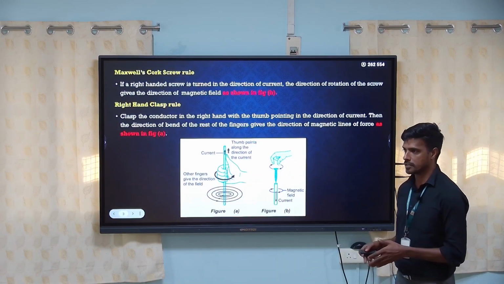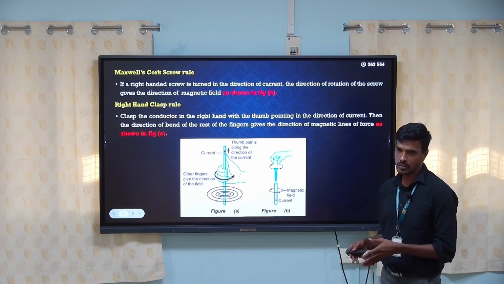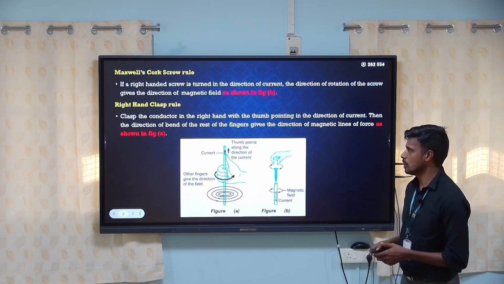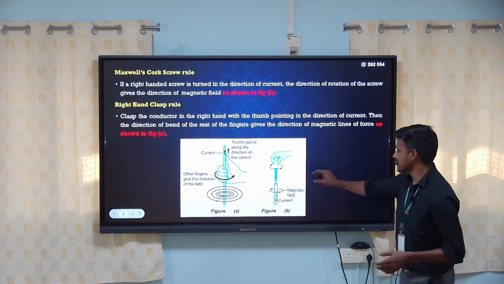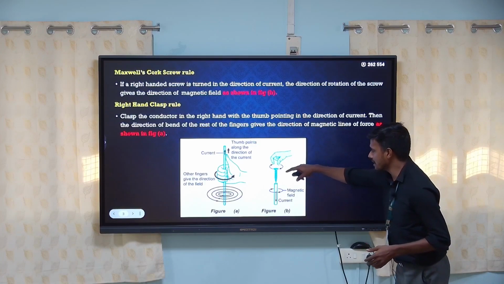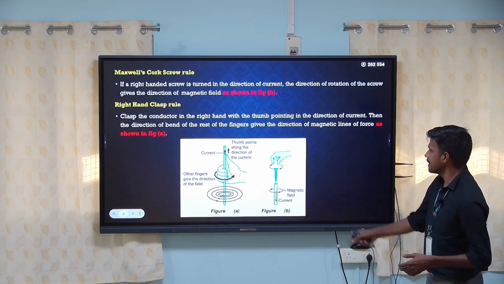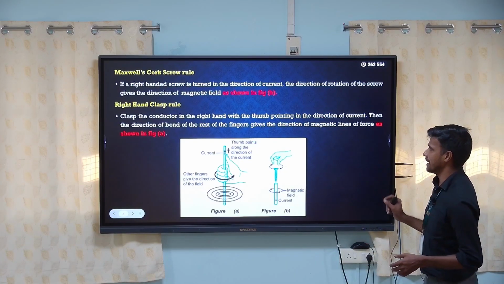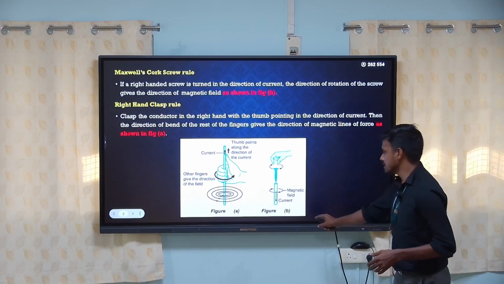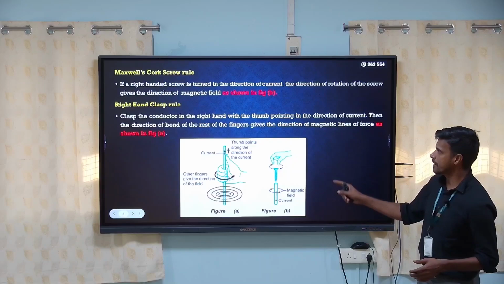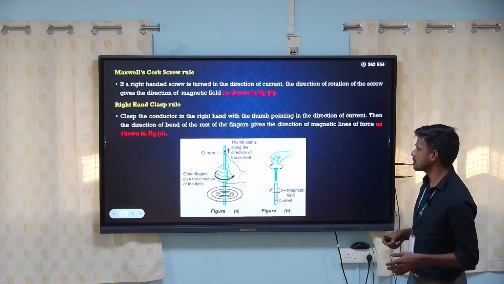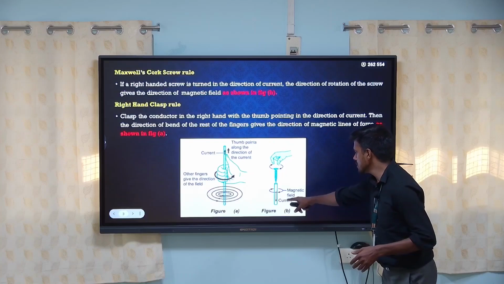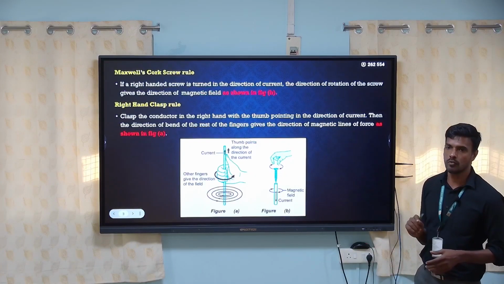So there are some basic laws or rules. The first one is Maxwell's screw rule. In that, if a right-handed screw is turned in the direction of the current, then the direction of the rotation is the direction of the magnetic field. So it is shown in figure B that the right-handed screw is rotated in the direction of current, and the direction of rotation is the direction of the magnetic field.